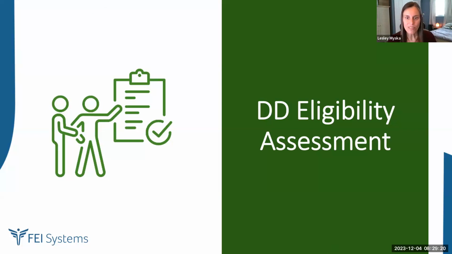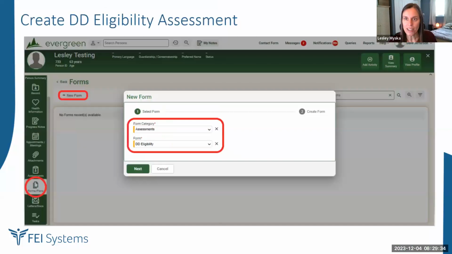So now that our person's been created and we've added our qualifying diagnosis and whatever demographic information we needed to, we can now create the DD intake and eligibility assessment. Next slide, please, Miranda. To create the DD intake and eligibility assessment, you'll click on the Forms and Plans icon in the green primary navigation menu on the left side of the screen.